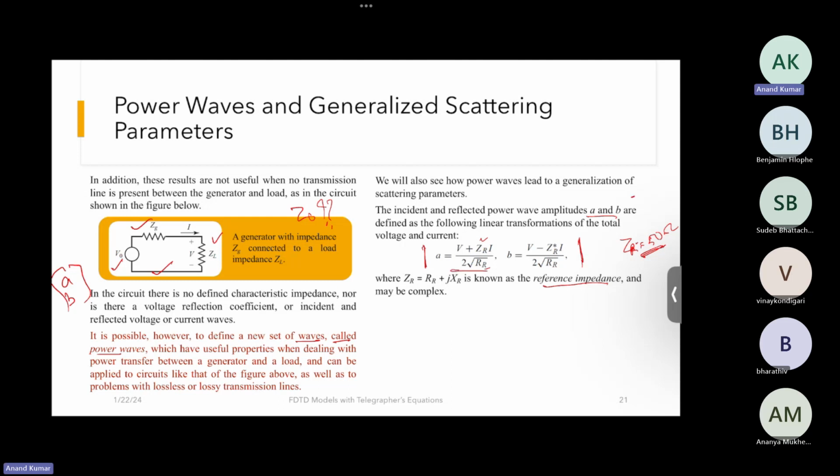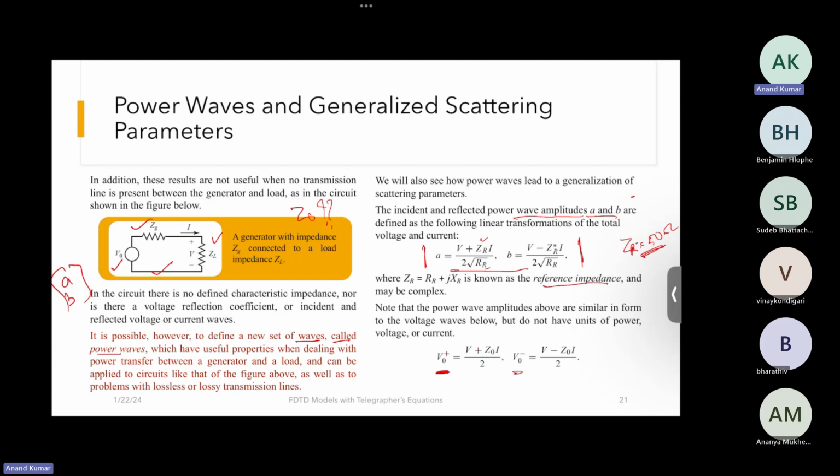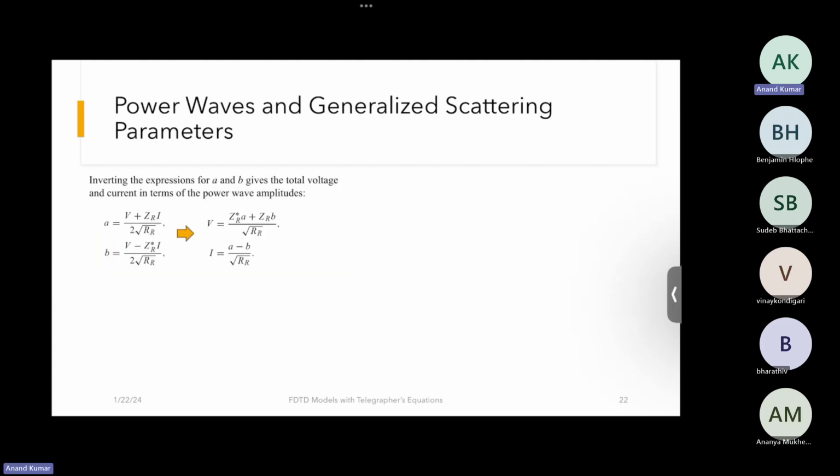Now, once we have the expression for the power wave amplitudes A and B, we can use this in the FDTD code. One thing you can note is that in the previous slide we had the incident and reflected voltage wave expressions like this, and they look very similar. They are the same form. It's just that over here we have defined this new term, and we call them power waves. So they are very similar, so we can perform a similar treatment.